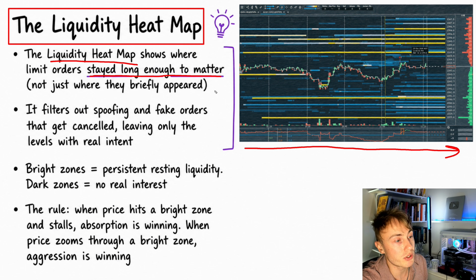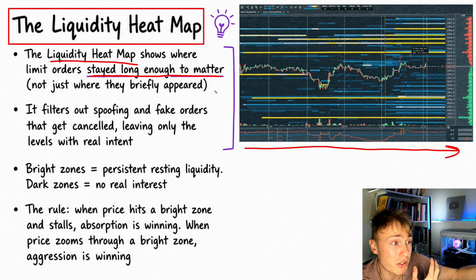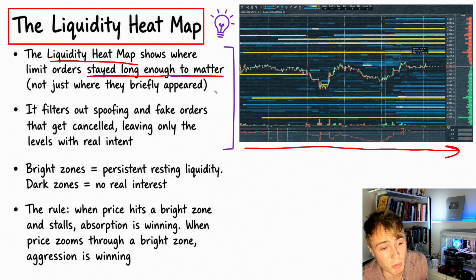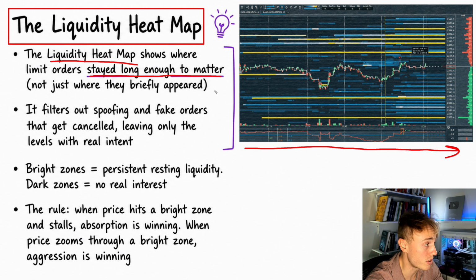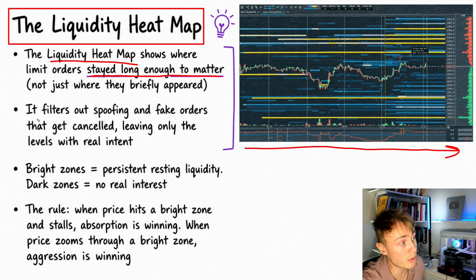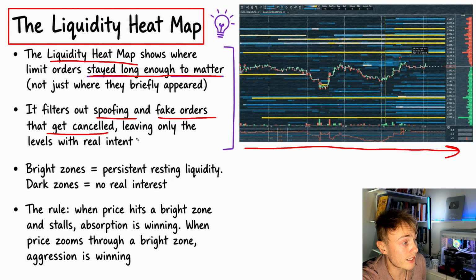So they tell you where the important limit orders are that stayed for a long time on the chart, and where the places are where maybe a limit order appeared just quickly and then got moved away. That is a common manipulation technique. So it's very important that this filters out manipulation and things like spoofing and fake orders that get cancelled, and leaves only the levels with real intent.